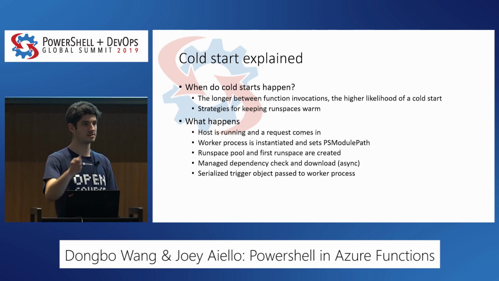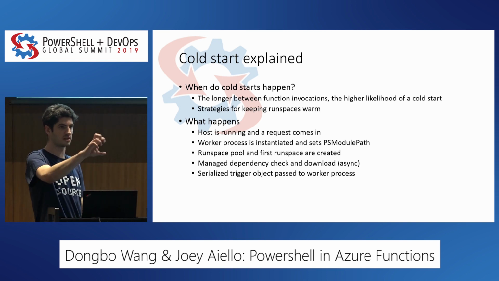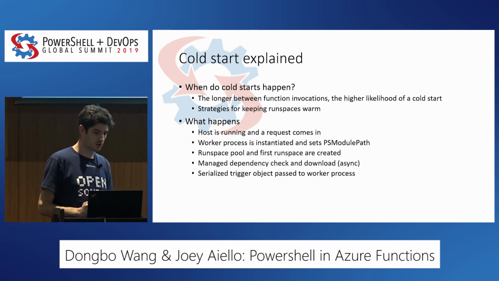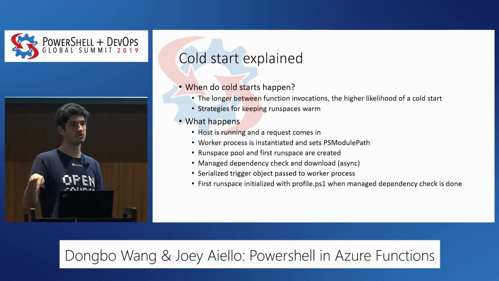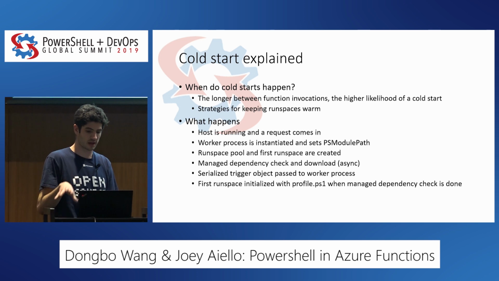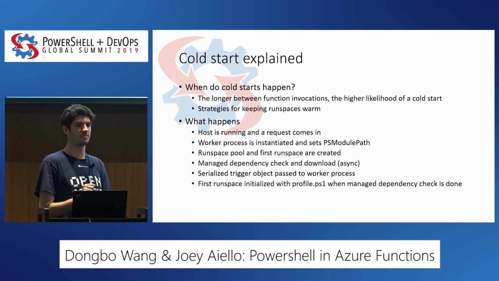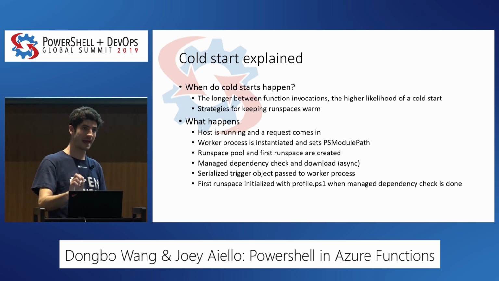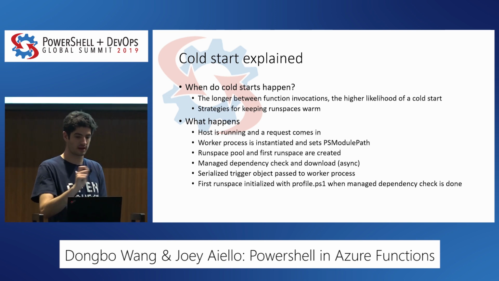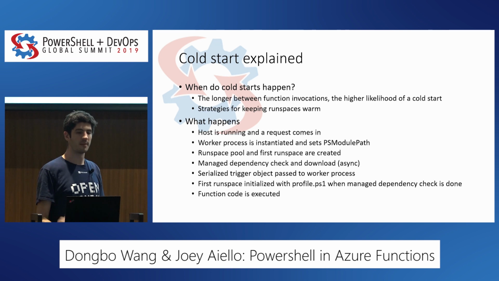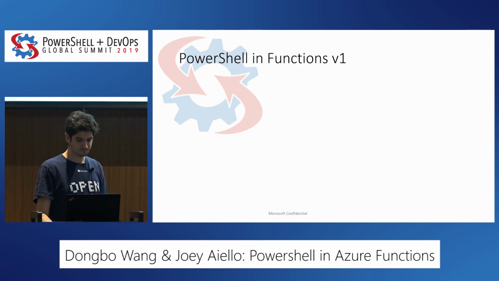Then we take that serialized trigger object, that JSON property bag full of stuff, we turn it into a PS object and it gets handed to the worker process. Then we initialize your profile.ps1, so we do your authentication as soon as that managed dependency check is finished, because you can depend on the managed dependencies in your profile, so that's why that ordering works that way. And then we execute your function code.